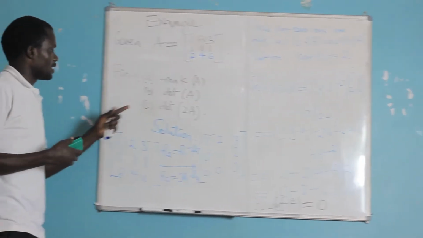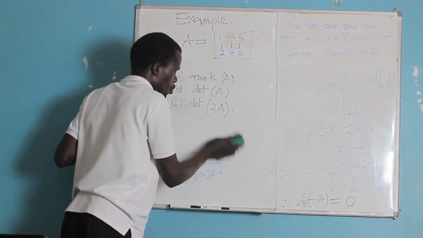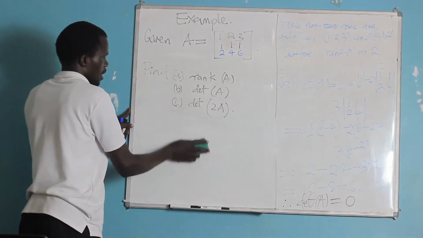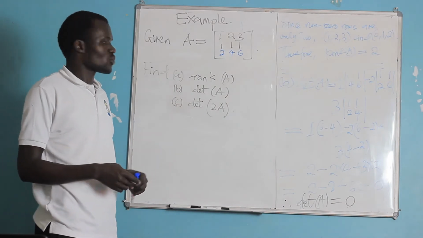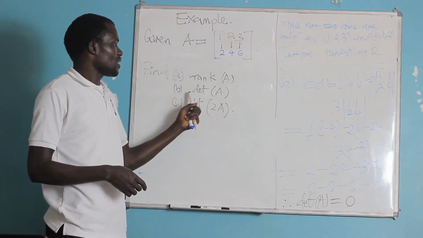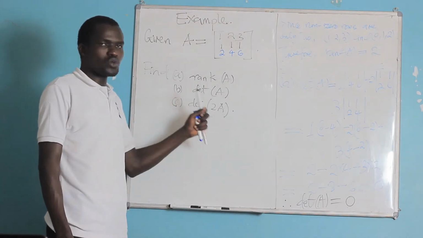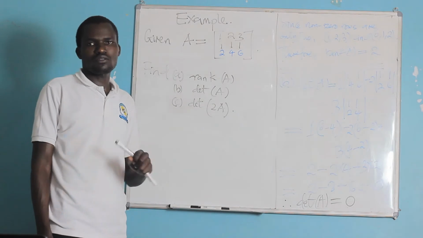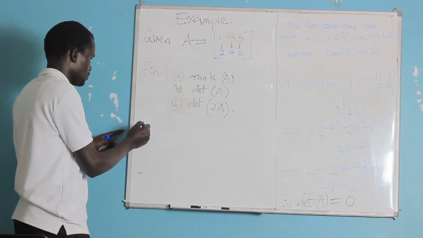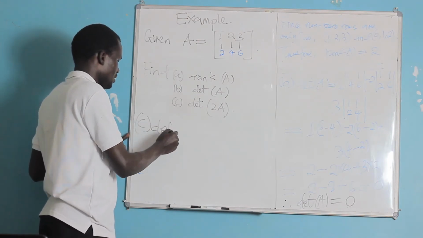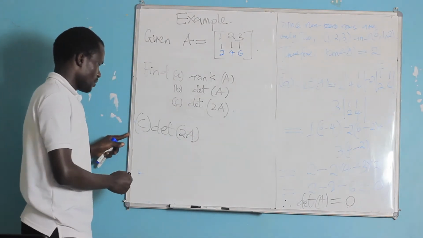Okay, let's see part C, to find the determinant of 2 times A. Remember, my dear students, that the determinant of A has been obtained by using the formula. But for the determinant of 2A, it's not necessary to go through the formula. We just use the properties of determinant. Part C, we need to find the determinant of 2 times A.